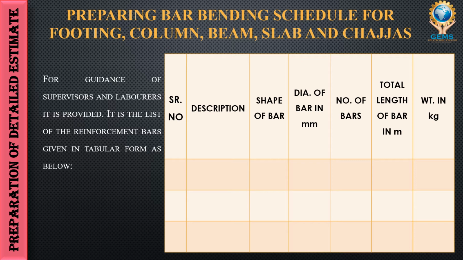It is a list of reinforcement bars given in tabular form as below. So in the bar bending schedule, what are the things that will be there? We will have a description, then what is the shape of the bar, what is the diameter of the bar, which will be in mm, then how many bars we are going to use, then the total length of the bar and the weight. Weight will be measured in kg. So these are the things that will be available in preparing a bar bending schedule.